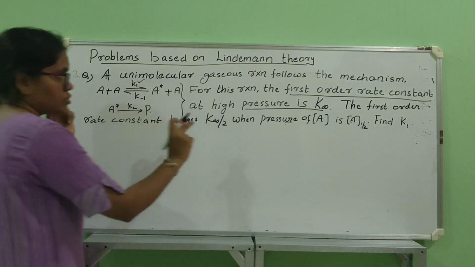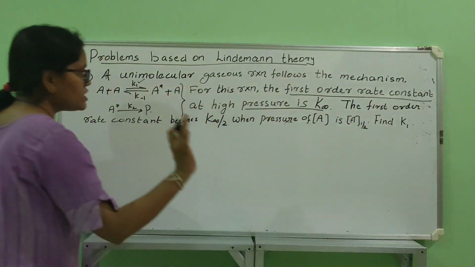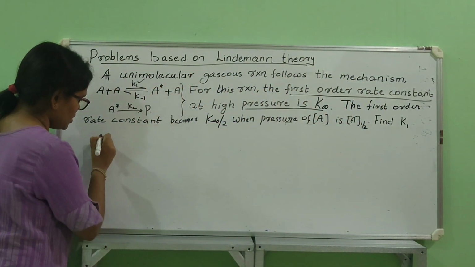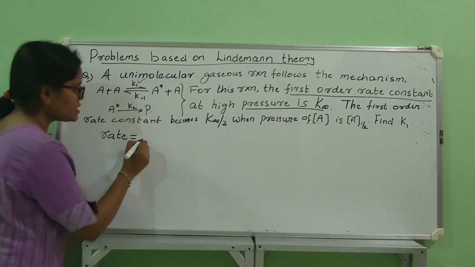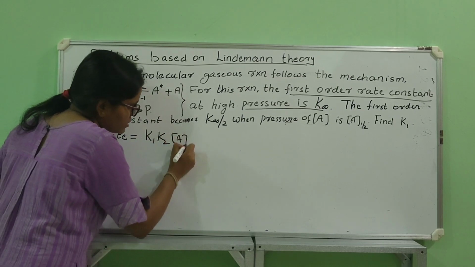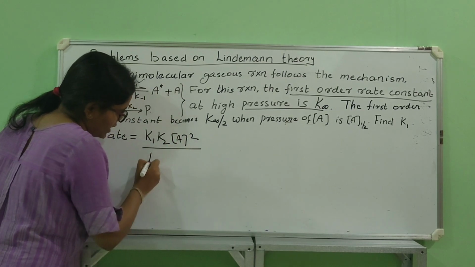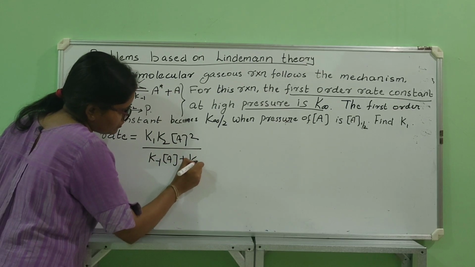Okay. So the information is given on first order rate constant. We'll see what is first order rate constant. So in the previous theoretical portion, we have already seen that rate is given by K1 K2 into A square by K minus 1 A plus K2.